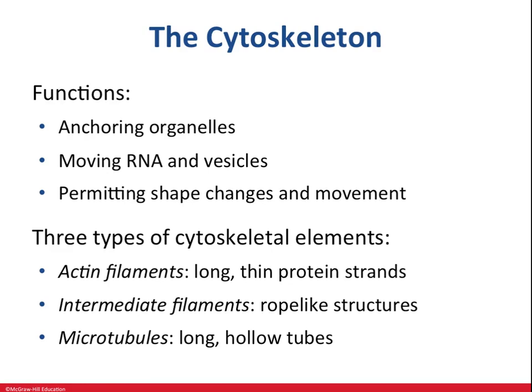Vesicle movement and transportation of RNA are actually performed on the cytoskeleton. For example, during the cell cycle, after the duplication of the chromosome, the two copies of the chromosome will be transported to the opposite poles of the cell. The cytoskeleton attaches to the chromosome and pulls the chromosome to the opposite polar position of the cell.